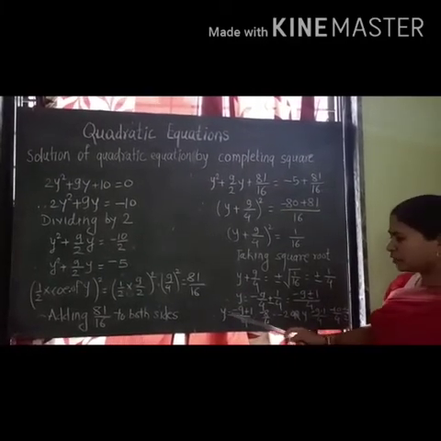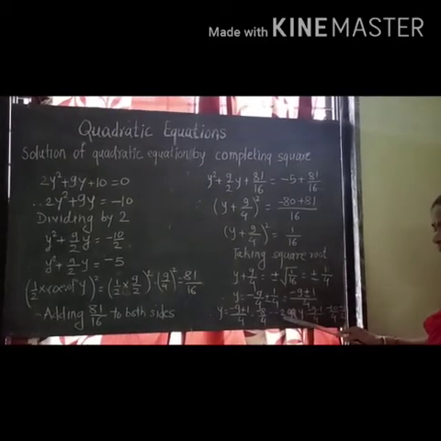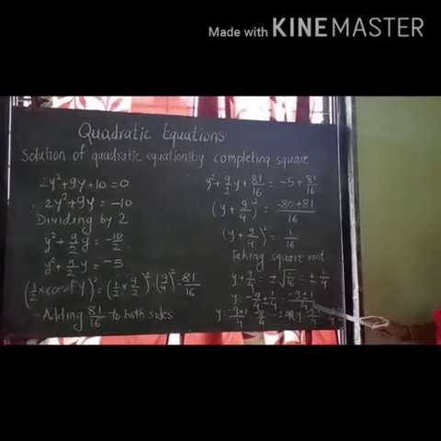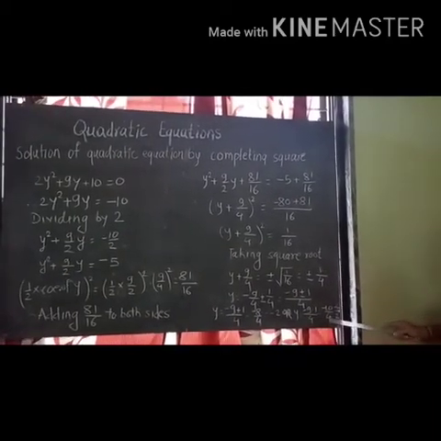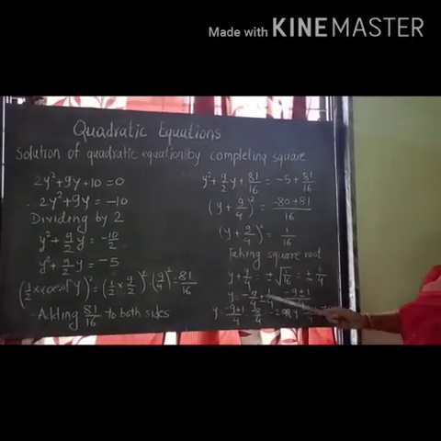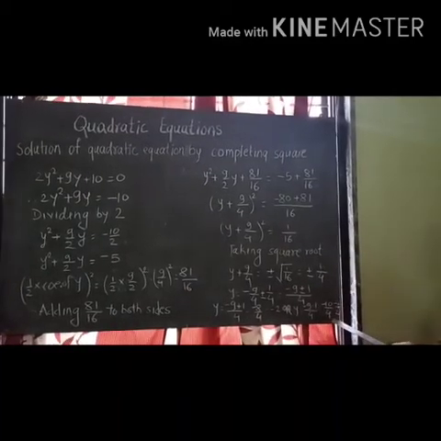So, either y is equal to minus 9 plus 1 by 4, that is minus 8 by 4, which is equal to minus 2, or y is equal to minus 9 minus 1 by 4, that is minus 10 by 4, which is equal to minus 5 upon 2. Hence, the roots of the given quadratic equation are minus 2 and minus 5 by 2.